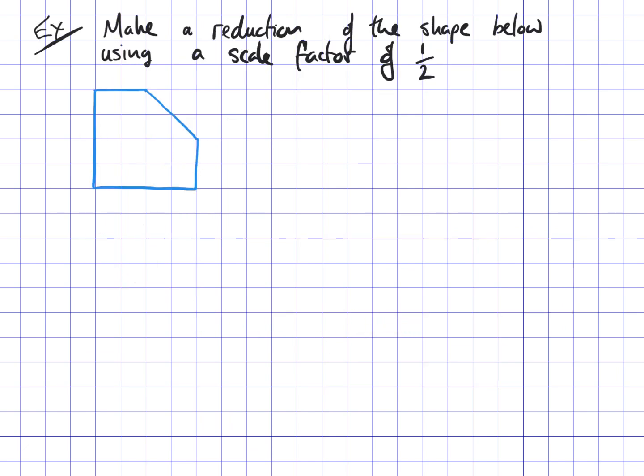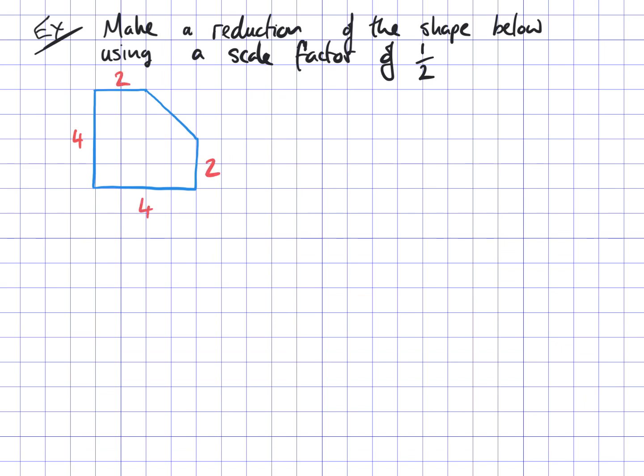In this question here, we're going to make a reduction of the shape and we're going to use a scale factor of a half to do that. Now what happens when you multiply something by a half is basically you just find half of it. So half times 4 would just be half of 4, which would be 2, and so on. So first thing I'm going to do again is write down the length of the sides that we can see. So that's 4 boxes, 4 boxes, 2 boxes and 2 boxes.